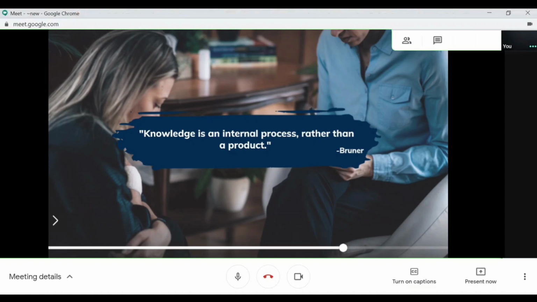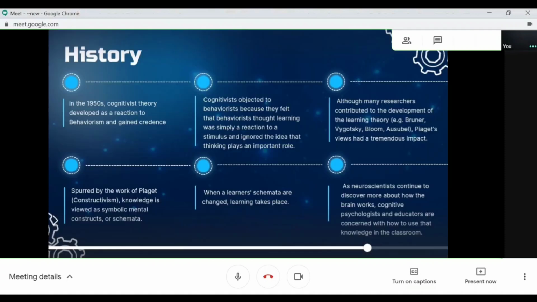So, this is the view of emphasizing learners' active engagement in their own learning process and making sense of the content. Students are subjects of their own learning. So, yes, the history of cognitivism.